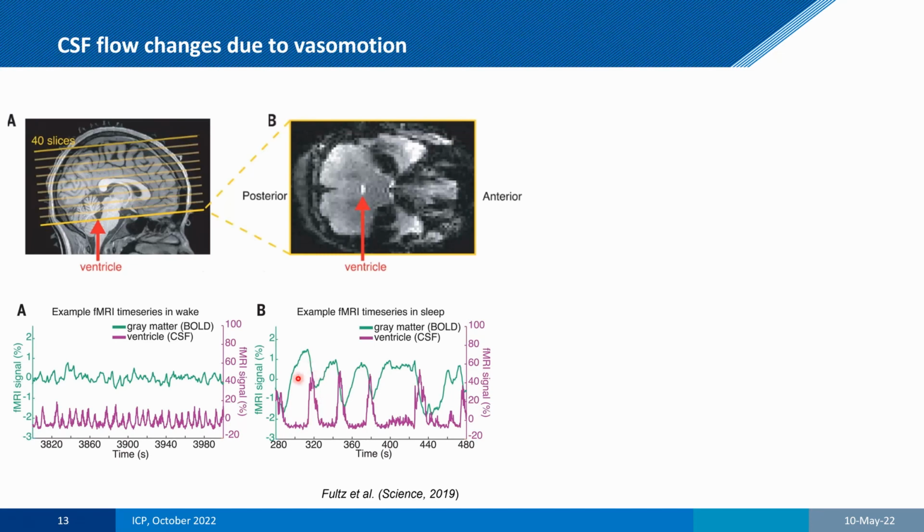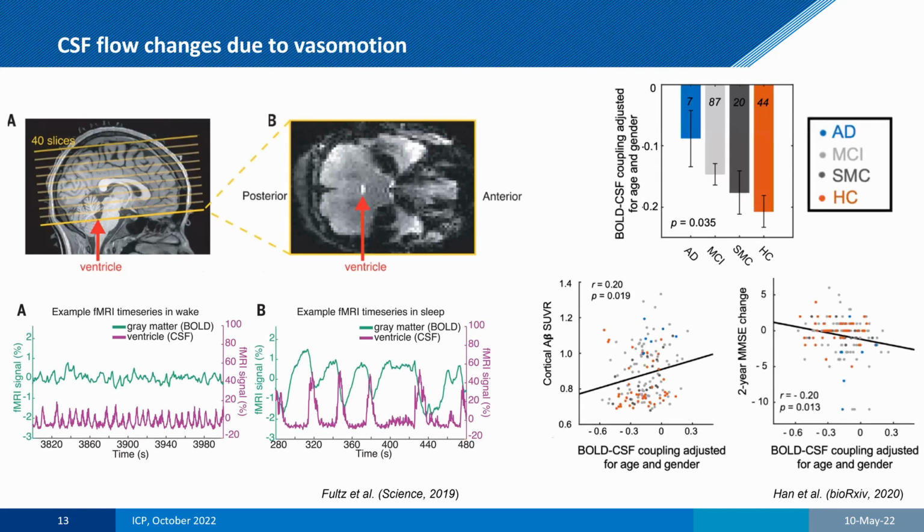And you see also that these peaks are much higher than in the awake state. So again, maybe confirming that the brain clearance is indeed enhanced during sleep. And this was then also looked at in the ADNI database, and there you also see that there was a relationship between these CSF fluctuations in the fourth ventricle and the gray matter BOLD signal, and they saw a difference in this coupling between the two as a function of age.